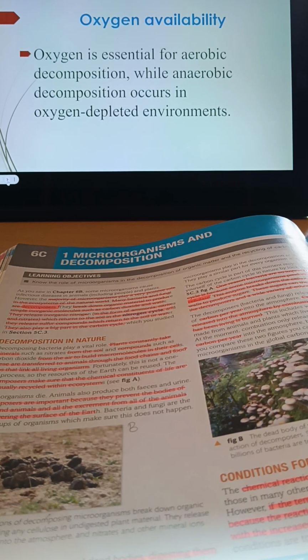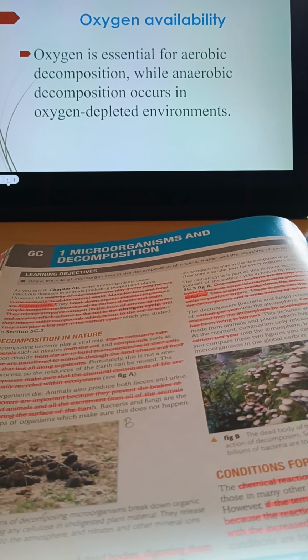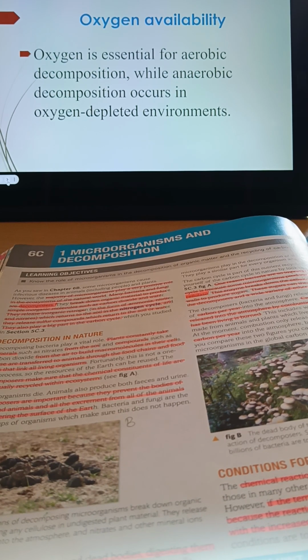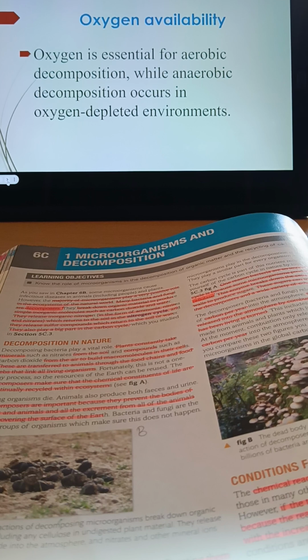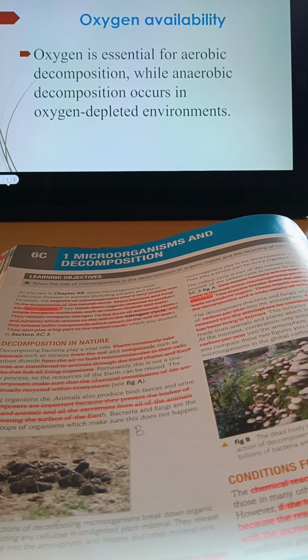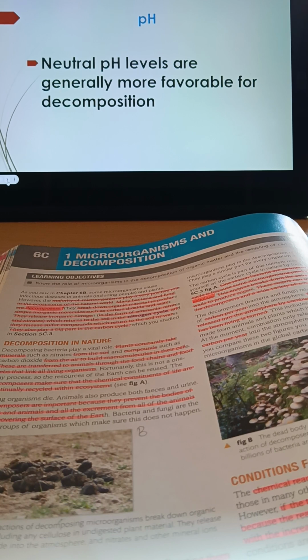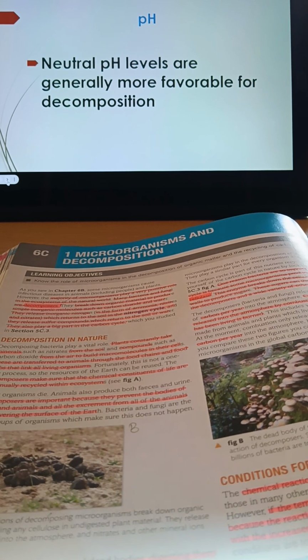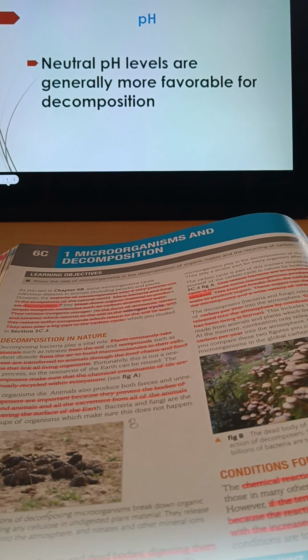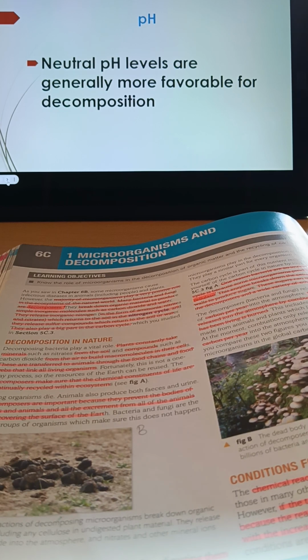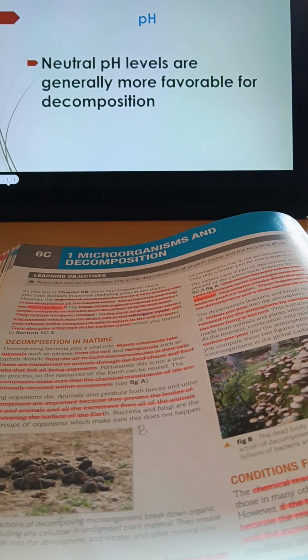Oxygen availability. Oxygen is essential for aerobic decomposition, whereas anaerobic decomposition will occur in oxygen-depleted environments. But when we have an adequate amount of oxygen, decomposition takes place faster. pH. Neutral pH levels are generally more favorable for decomposition. A very acidic environment will slow down the process. Also, a very high pH will denature the enzymes.